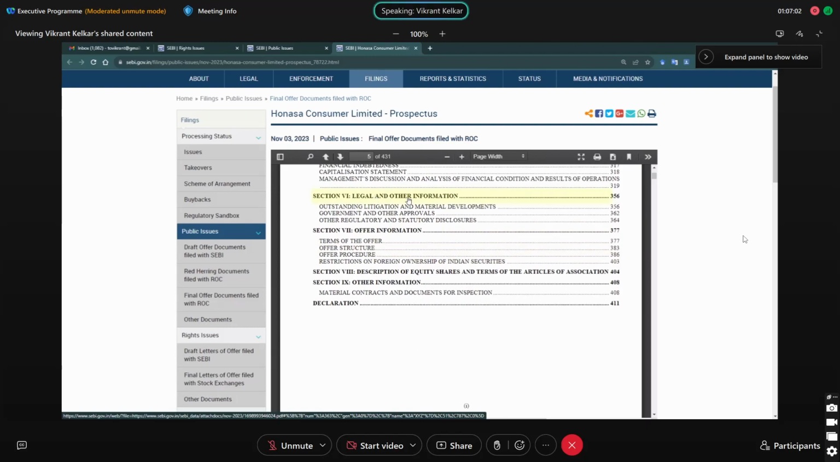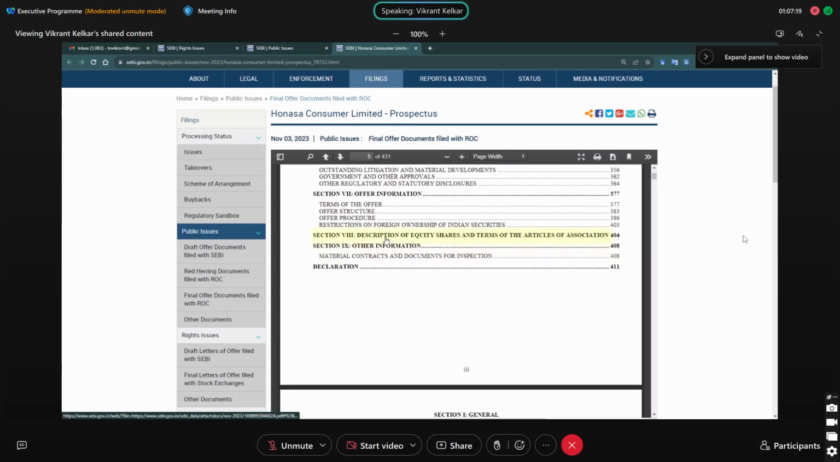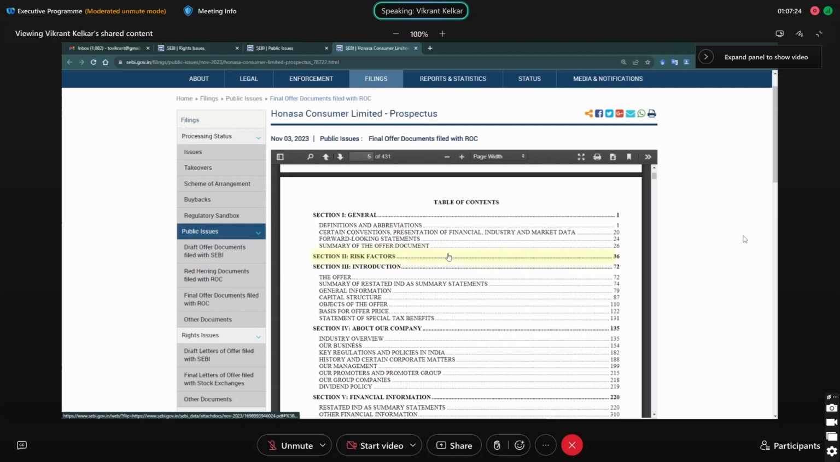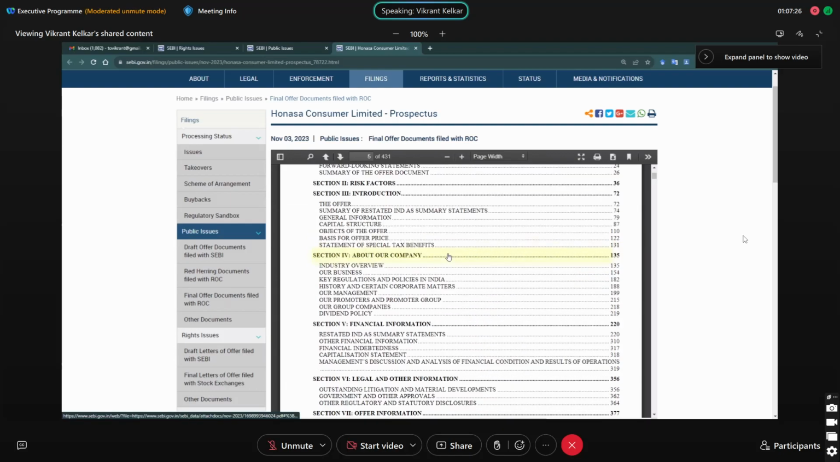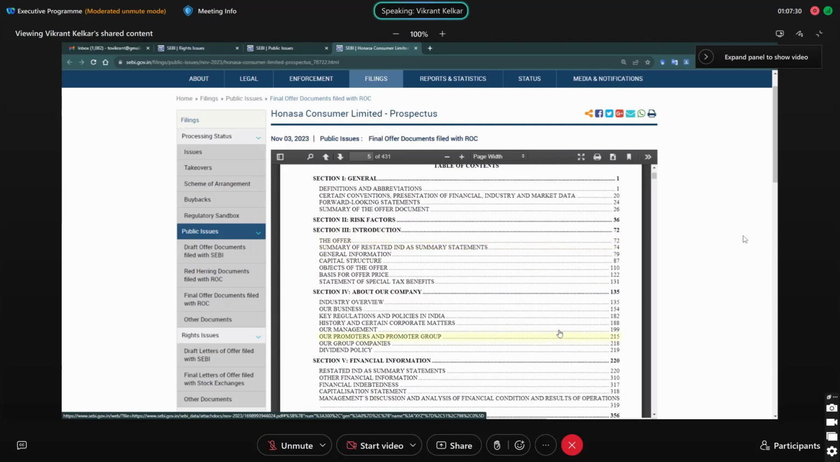Then we have legal information. How many litigations are pending? How many material developments are there and important contracts are there? What is the status of government approval and so? And the last part is offer information, the term of offer and the rest of the thing. And lastly, the description of securities and other information. Have you got the point? So when you are ready with all these information as approved by SEBI, we are talking about what? The final kind of prospectus.